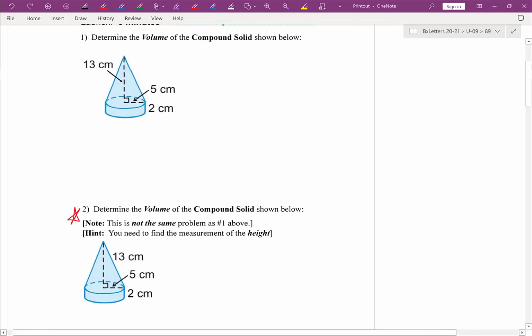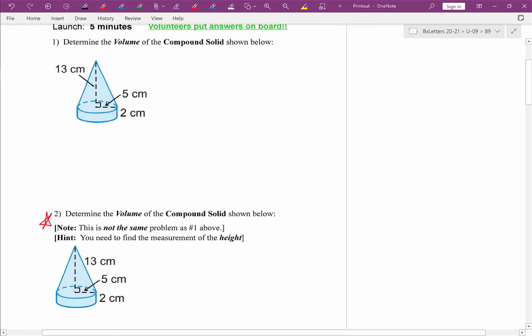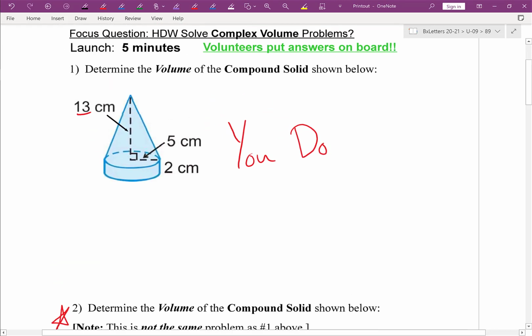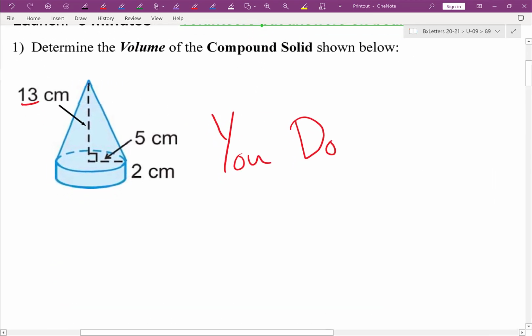It looks like these problems are identical, but they're not. This 13 is placed differently. So I would say you do number 1. When you're done, check your answer and then come back and we'll do number 2 together. All right, so let's do number 1. Determine the compound volume. Well, I see 2 shapes.